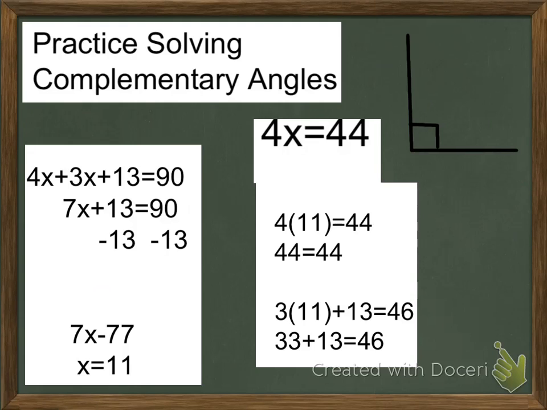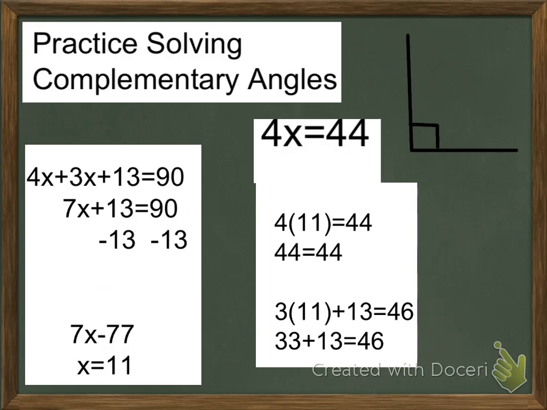Okay, now we're going to do some examples. First we're going to do the complementary angles. So it's 4x plus 3x plus 13, and it has to equal 90. What you do first is combine the like terms, and you get 7x plus 13. Then you subtract 13 from each side, and 90 minus 13 equals 77. Now you divide by 7 on each side, and x will give you 11.